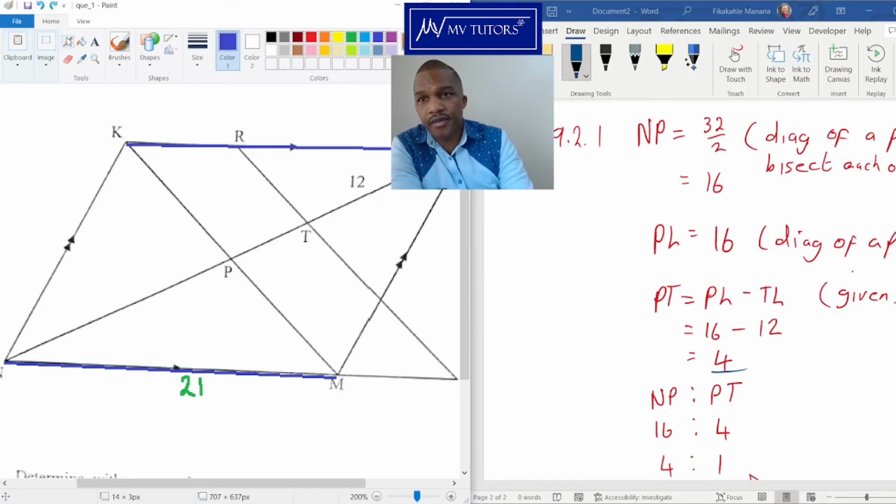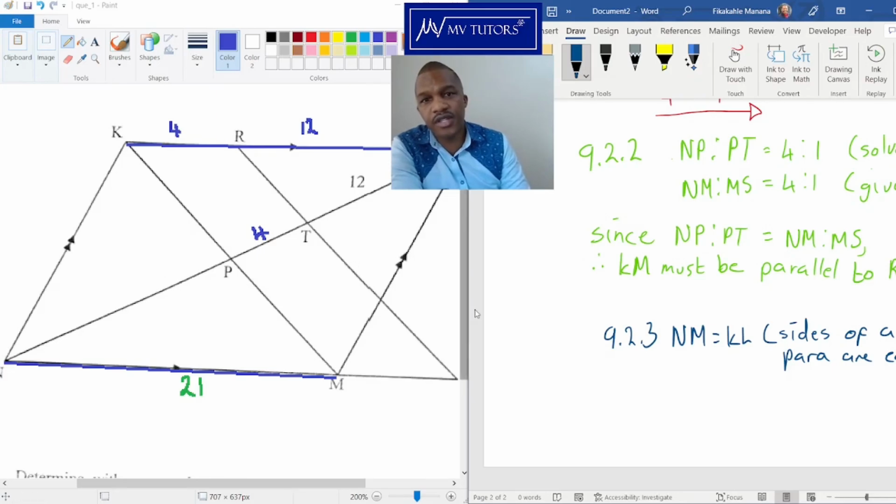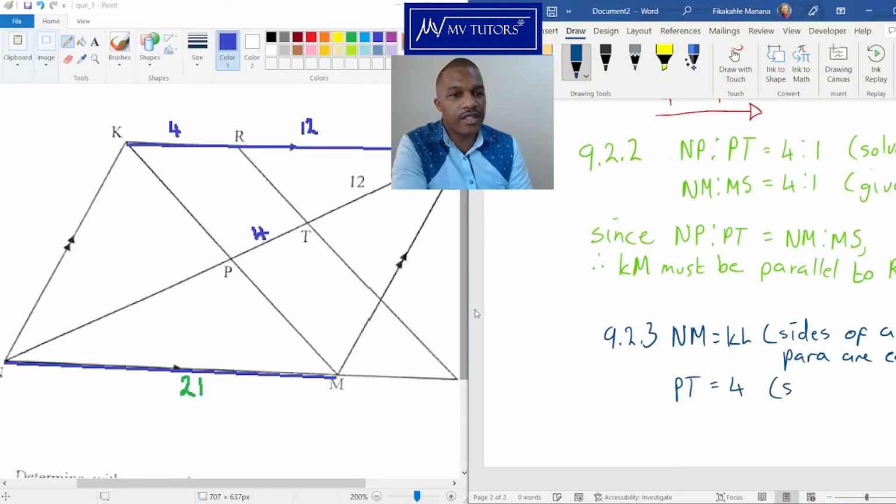So now we have 4 is to 12. Do you see that? Which means also the ratio here, since these are parallel, is 4 is to 12. Okay, so when we come back here, what we're gonna say is that PT is equal to 4, and this has been solved, right?